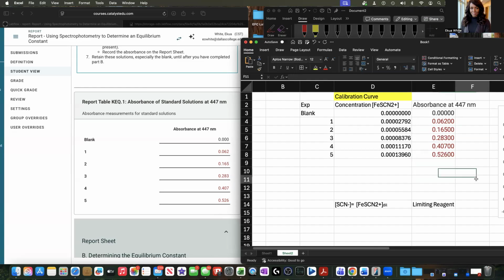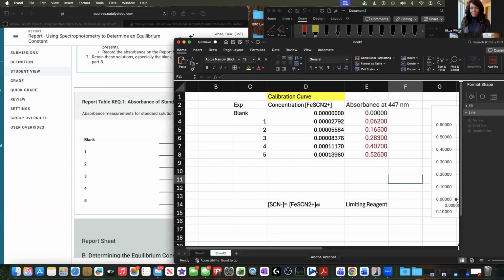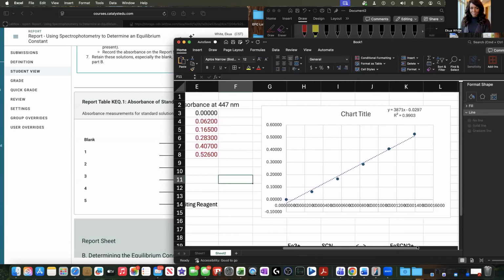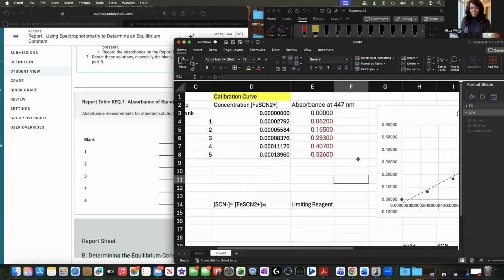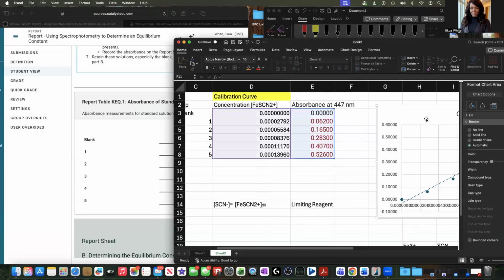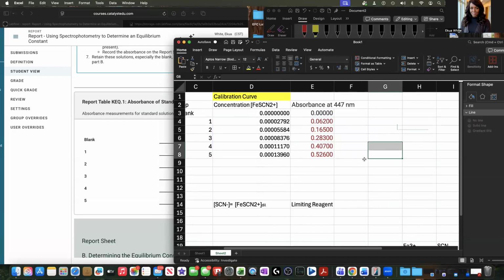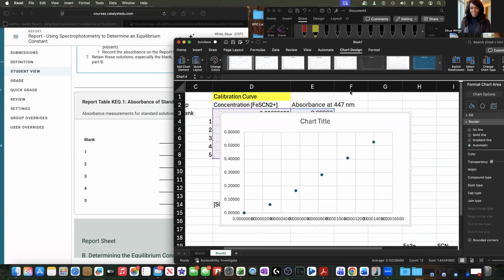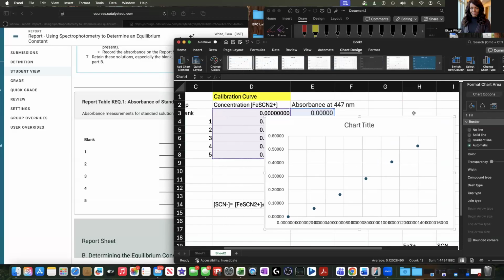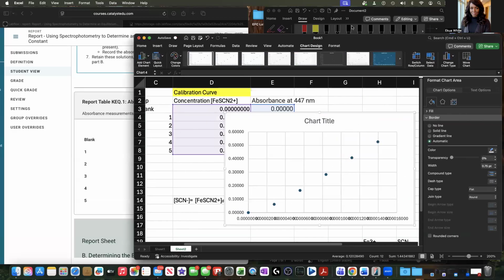So just like I have it set up here, you're going to draw your calibration curve. Let me show you how you would do it. Let me see if I can delete this out here and start over. For your calibration curve, you highlight the numbers only, and then you insert. So I'm going to insert a scatter plot. Select the first one, and then you're going to move all the way. Can I make this bigger?